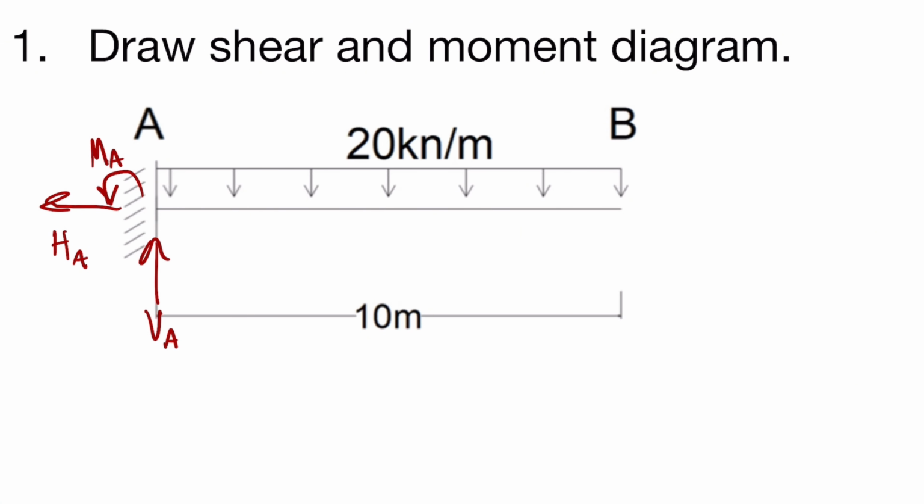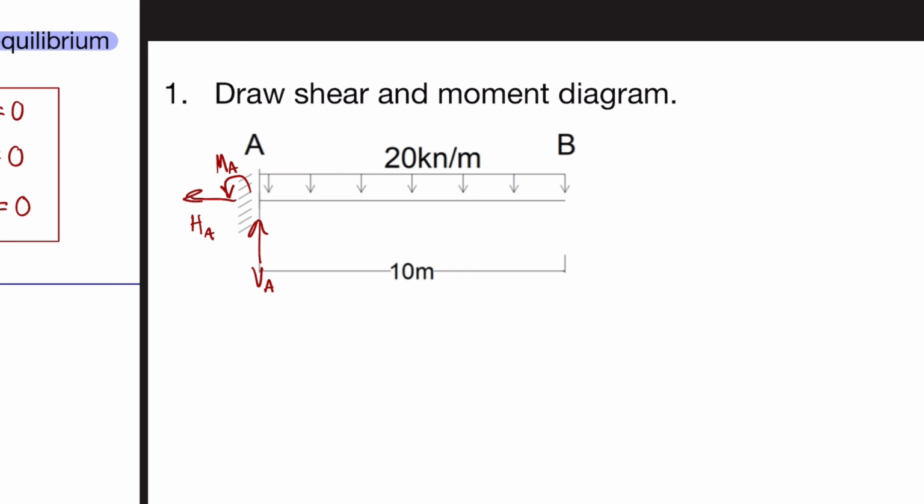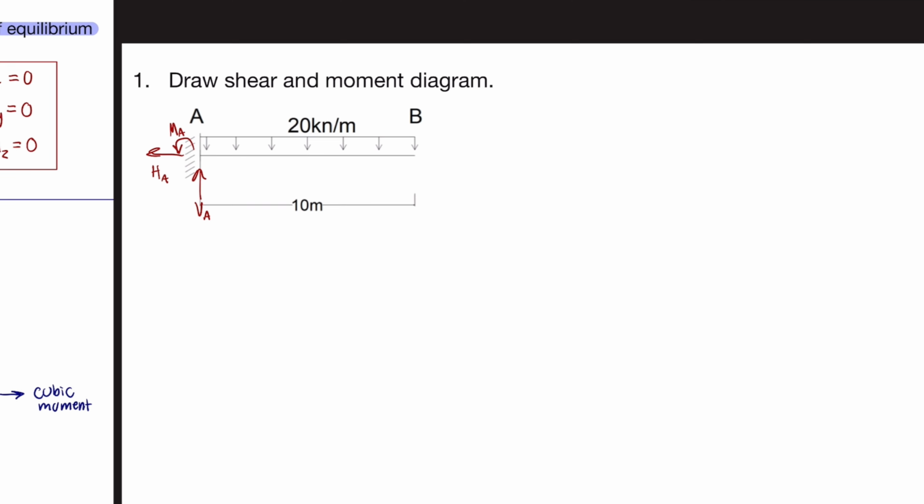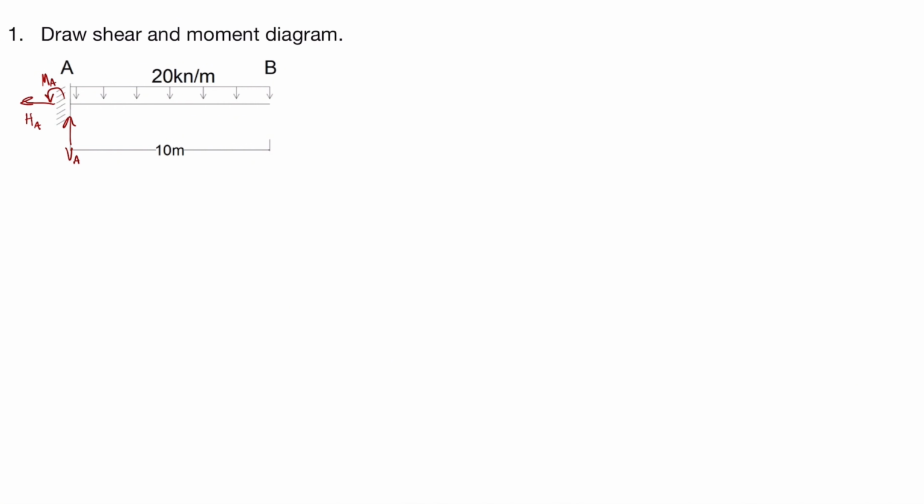And there are no other supports, so it will only be these three reactions that we will be solving for. So the first thing we will do is sum the forces in the x direction, and we will say that to the left is positive and it will equal 0. We can see that there are no horizontal reactions until we get to HA. So HA will be equal to 0.